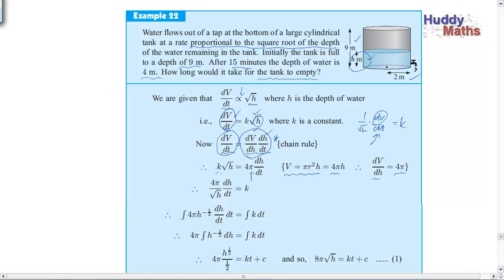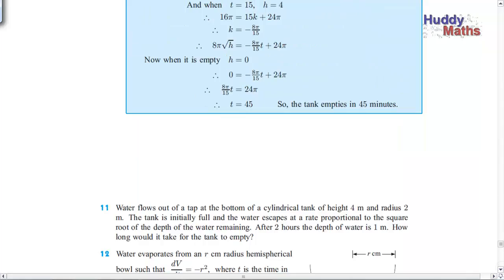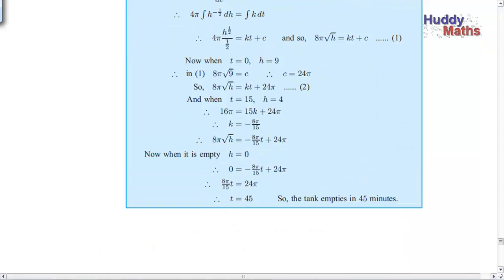So we've got k root h is now 4 pi dh by dt. And we've got it. We've got a match here of that variable. This is hard stuff. Okay, so now what we need is dh by dt, the rate of change of that. And here it is, dh by dt next to this, and we can integrate it to get h. So let's put it in that form. Just come down a little bit here.